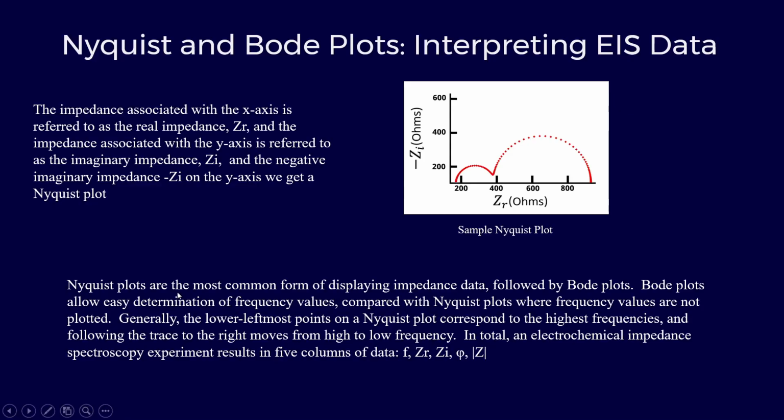Nyquist plots are the most common form of displaying impedance data, followed by Bode plots. Bode plots allow easy determination of frequency values compared with the Nyquist plot, where frequency values are not plotted. Generally, the lower leftmost points on the Nyquist plot correspond to the highest frequencies, and following the trace to the right moves from high to low frequency.